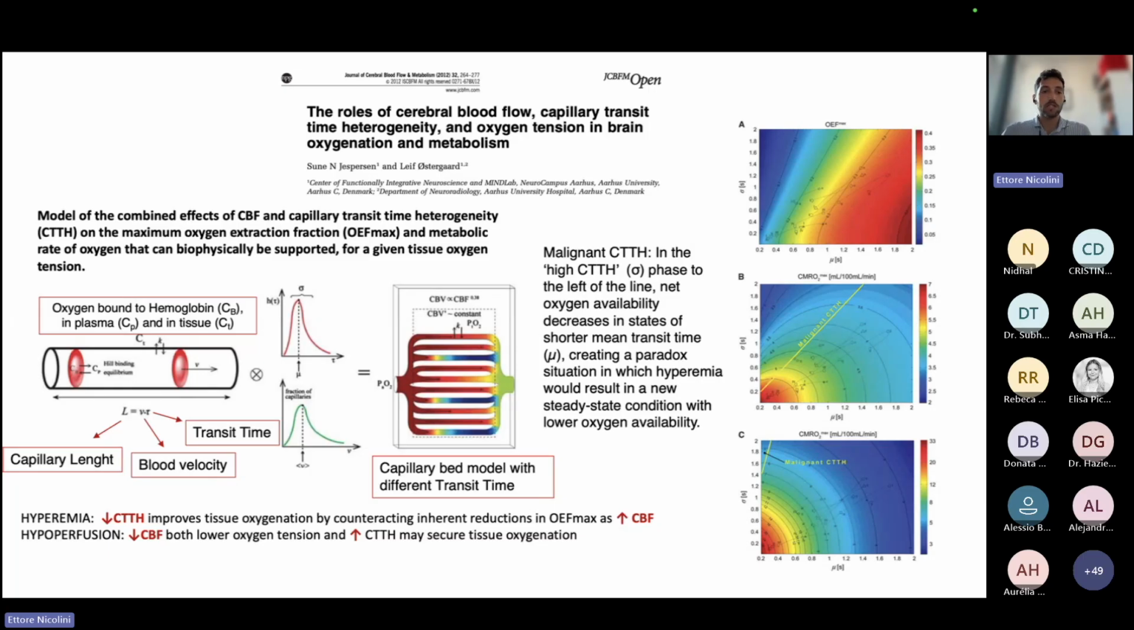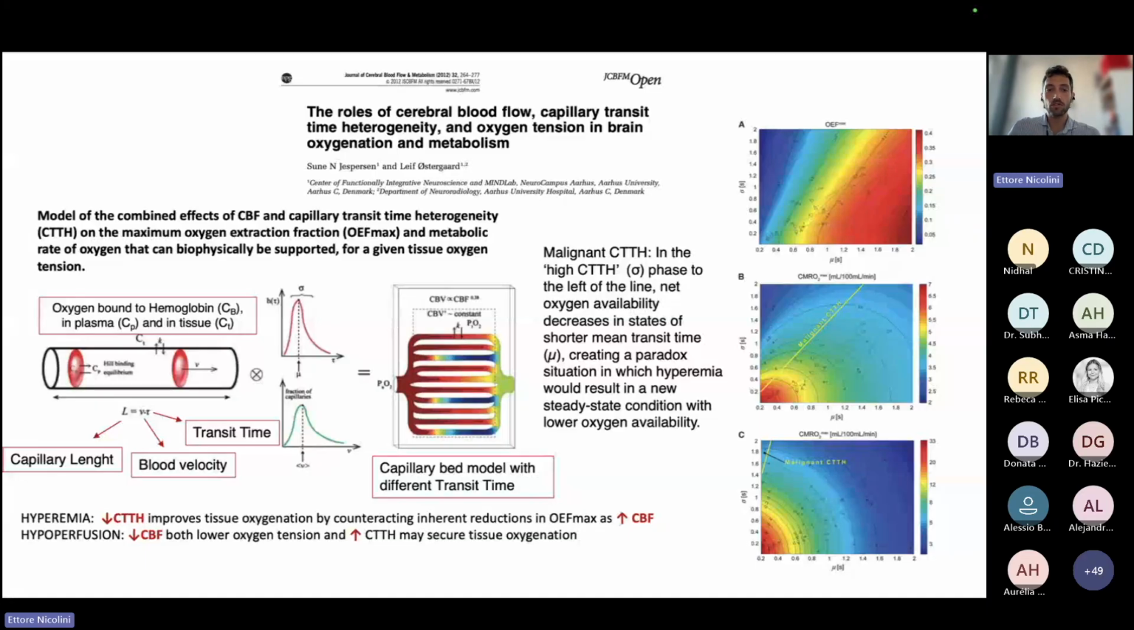When we transpose this single capillary to the whole capillary bed, this transit time becomes the capillary transit time heterogeneity. From the mathematical point of view, the capillary transit time heterogeneity corresponds to the standard deviation of the mean transit time.